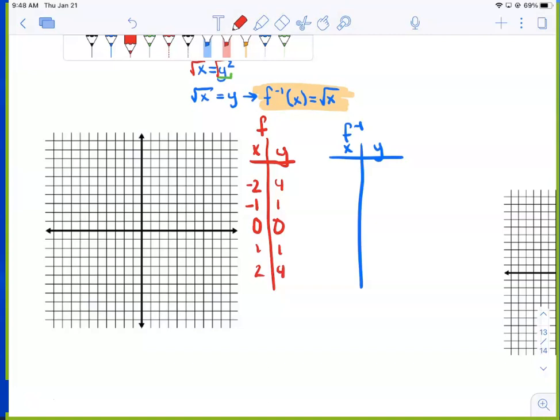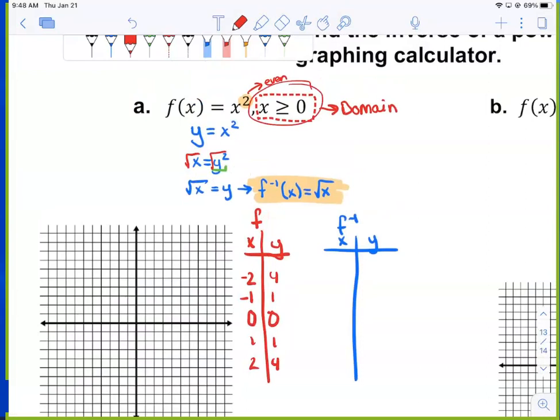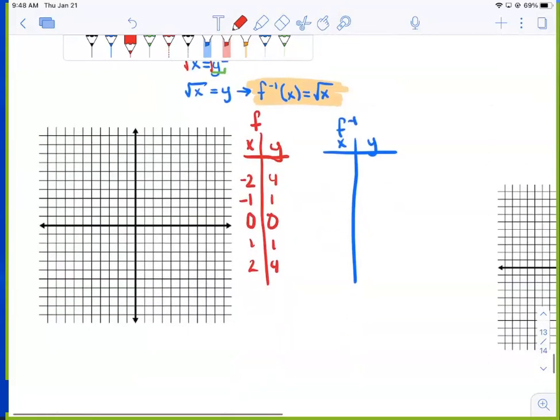Okay, this is where the domain comes into it. There's no way for you to put in the domain for your calculator to know what to do here. But remember, the domain said x has to be greater than or equal to 0. So what you're going to do here is just cross this off. You're going to get rid of those negative values entirely.